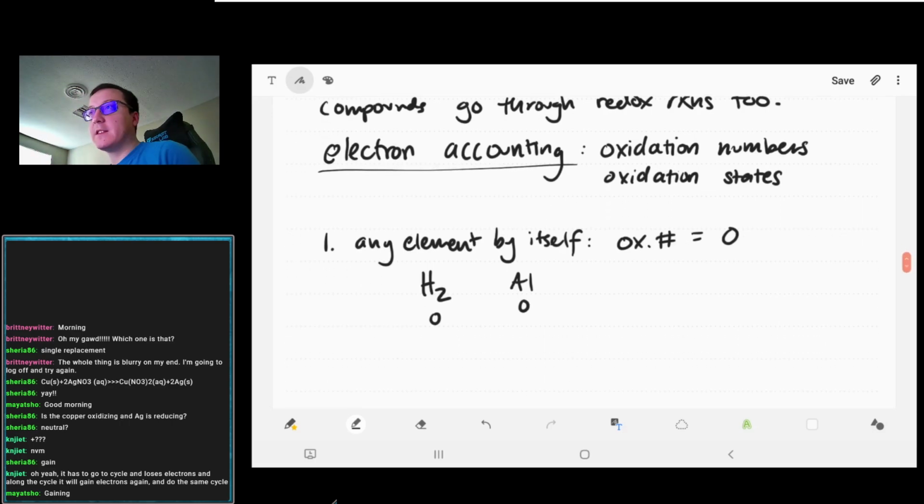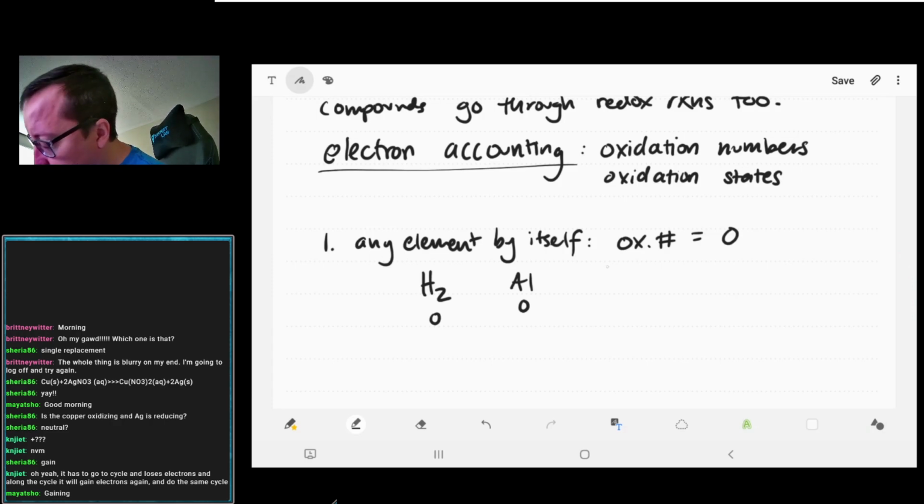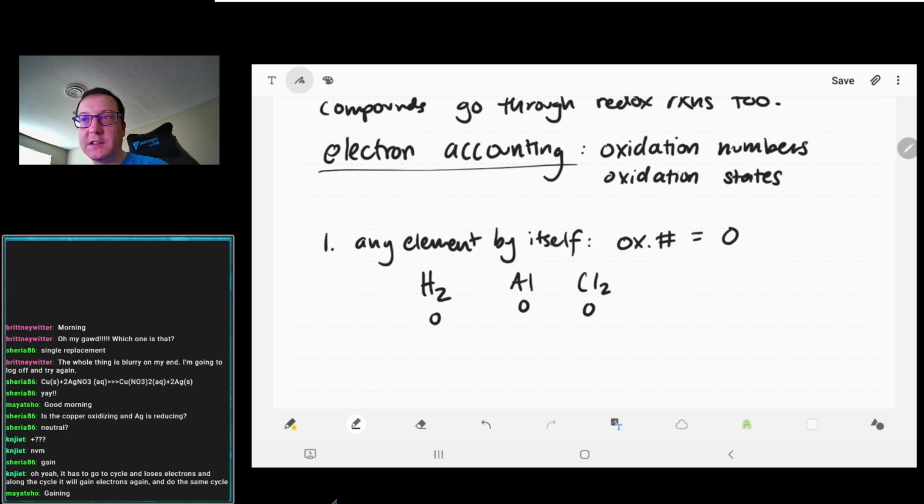So any element by itself will have an oxidation number of 0. We saw that before. Our Cl2 was another example. The oxidation state is 0. Typically, we just write these below the element or above the element. We're going to be able to track these through chemical reactions. You could also have crazy ones like sulfur, which sometimes comes in groups of 8, forming little sulfur molecules. Those are all going to be 0 also because they're all the same element.